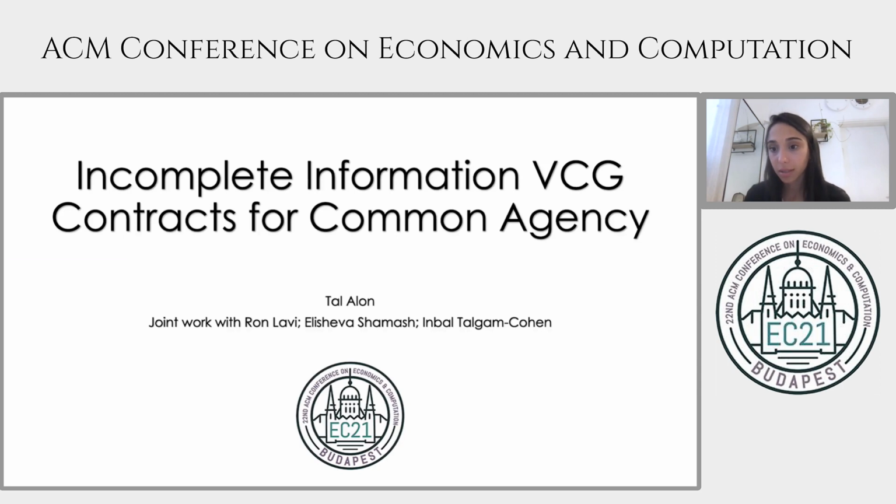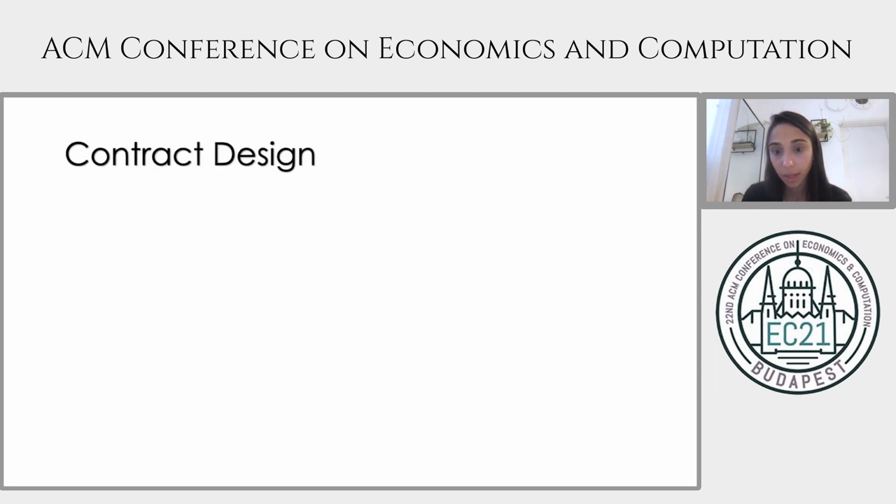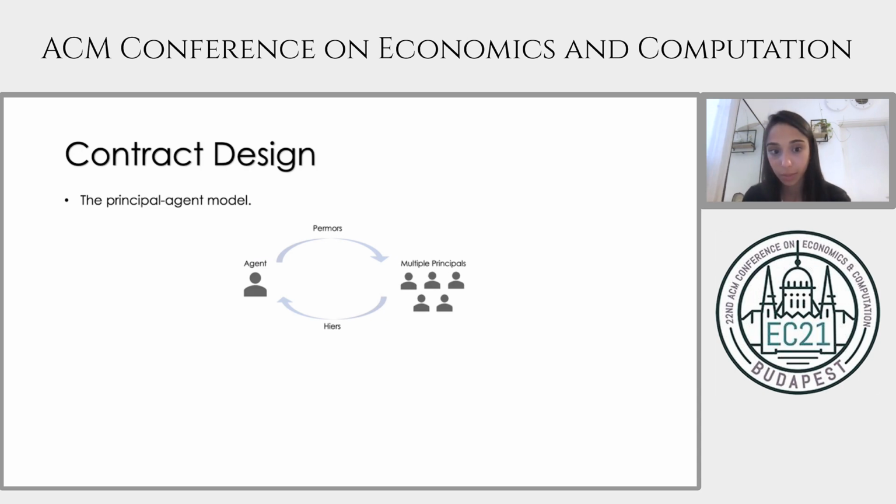So we all know markets as a tool for the allocation of goods, but we can also consider markets as a tool for the allocation of effort. The theory that models the allocation of effort is the celebrated principal-agent model, where an agent acts on behalf of a principal. I want to take this one step further and consider a more general model, where one common agent acts on behalf of multiple principals.